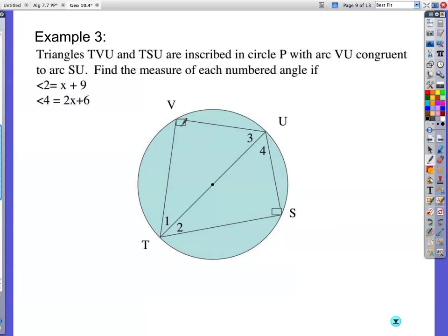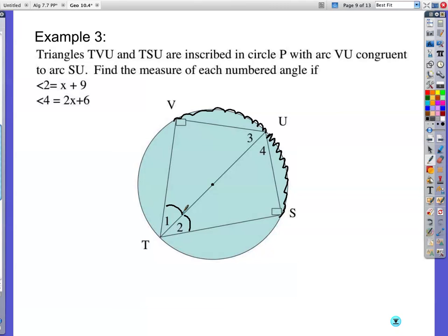Triangle TVU and TSU are inscribed, so they're inside a circle P with arc VU congruent to RS. So arc VU is congruent to SU. Okay, so those two are the same. Find the measure of each numbered angle if angle 2 is x plus 9 and angle 4 is 2x plus 6. Okay, so these are congruent to each other, which means this angle is congruent to this angle.